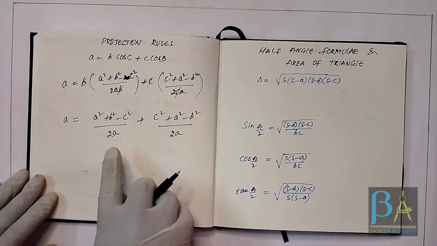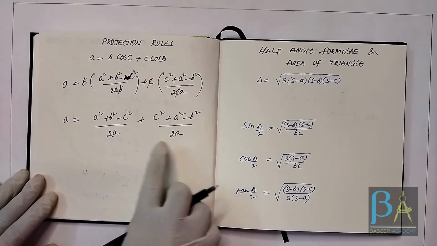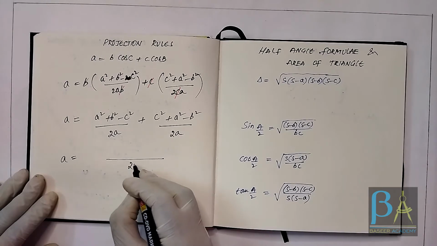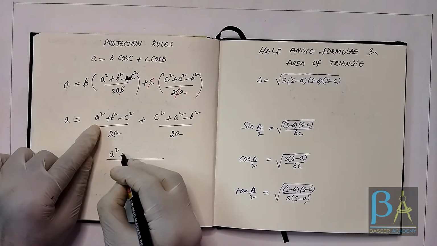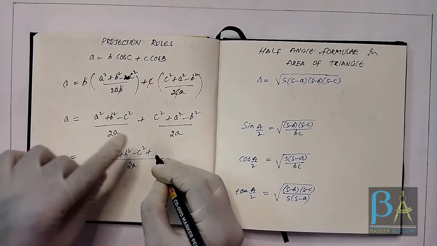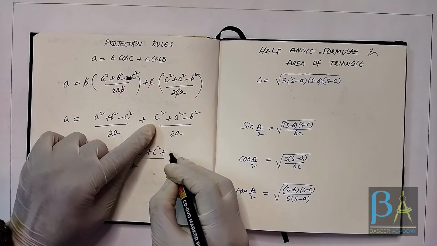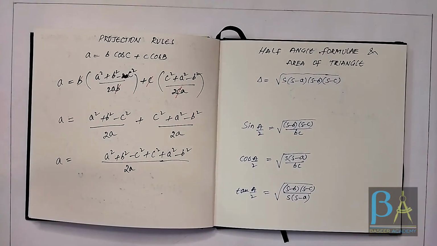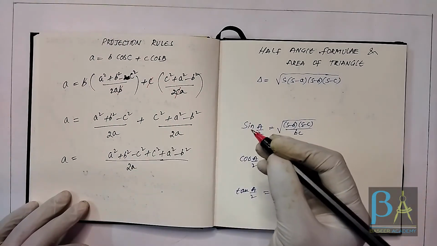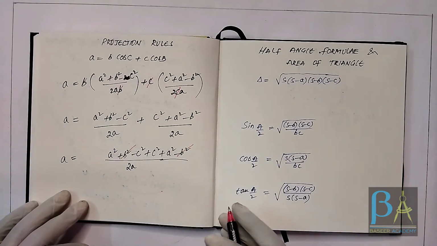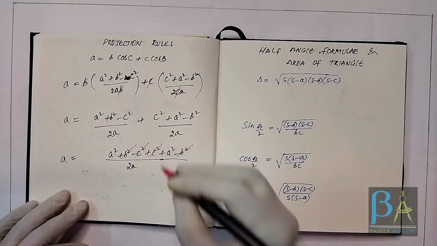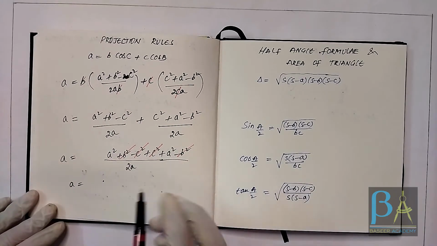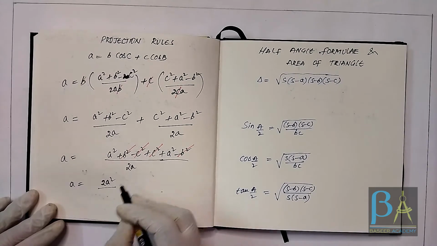Okay, so now I see that I have two terms here on the right hand side. Both of them have the same denominator. So obviously the LCM is going to be the 2A here, and I can add up the numerators here. So A square plus B square minus C square plus C square plus A square minus B square. Now what do you get to see here? Let us cancel similar terms here. I can see plus B square and minus B square, we can cancel them out, and then minus C square plus C square, they cancel out. And what are we left with here? We are left with A square plus A square, which is nothing but 2A square by 2A.